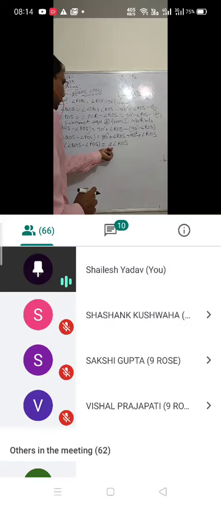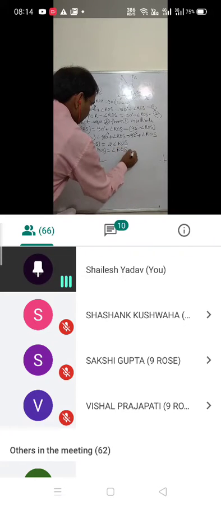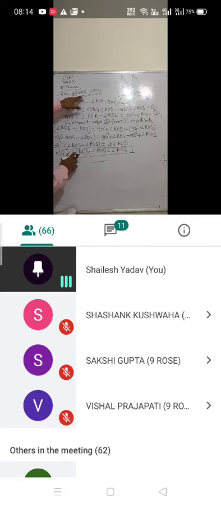Here 2 is multiplied, so it will be divided on the left side. If I transfer 2 to this side, it will be 1 by 2 of angle QOS minus angle POS, which is equal to angle ROS. So that is what you needed to prove. In the question it was asked to prove that angle ROS equals 1 by 2 of angle QOS minus angle POS.